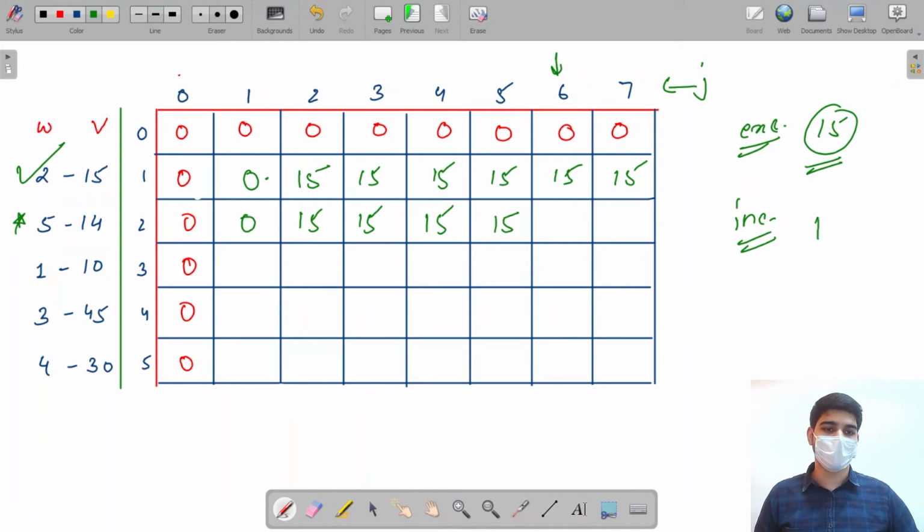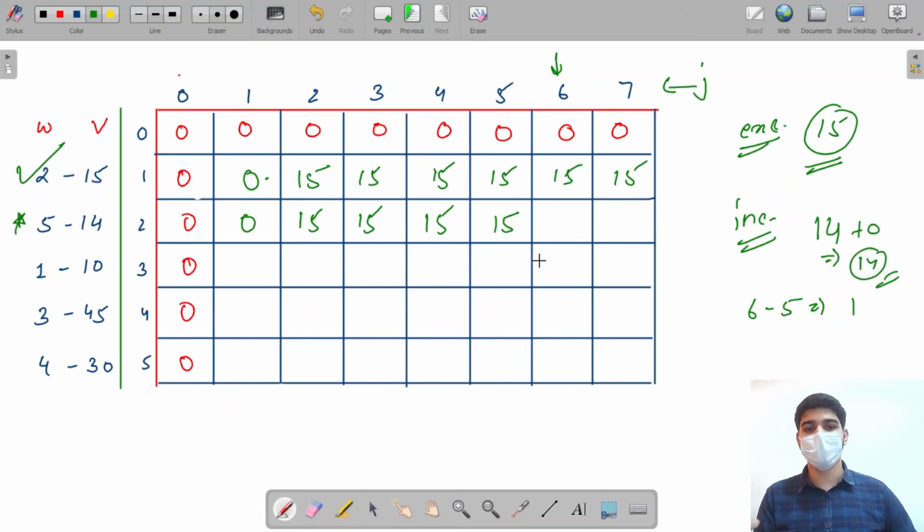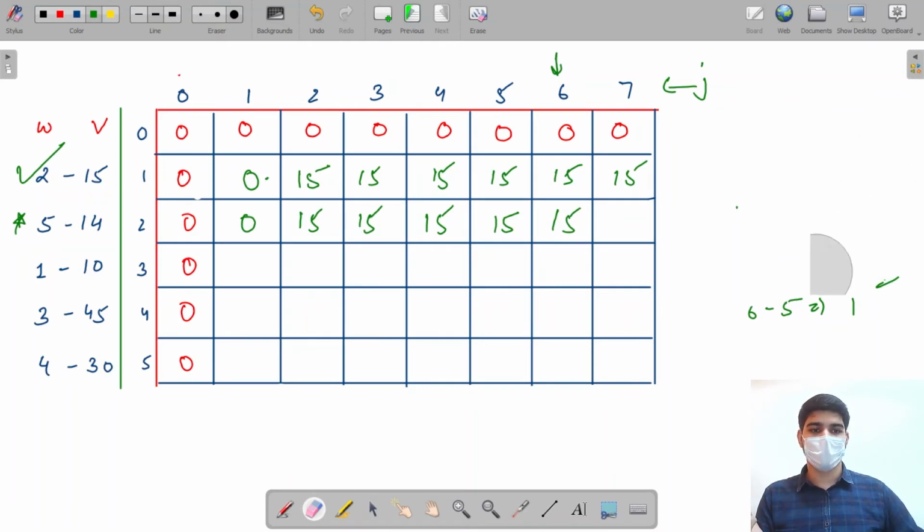If I include myself, I would surely get 14, and with the remaining capacity, that is 6 minus 5, remaining capacity of 1, what was the maximum value that was generated? The maximum value was 0 again, right? So 14 plus 0 gives me 14. 15 versus 14, again, it's better if I exclude myself, right? So I hope you see what we are doing is we are checking for inclusion and exclusion, and where we get the maximum value, I am doing that for the particular item.